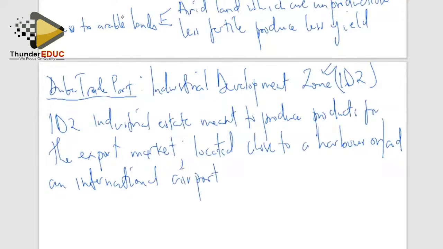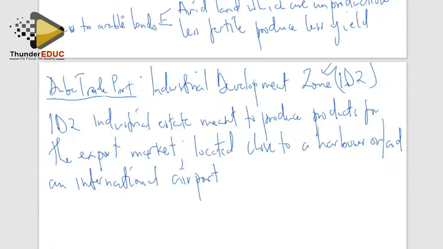So we are saying this is an industrial estate, meaning to say we have a number of industries which are located at some given space. And those industries, their target is not to produce products for the domestic market. They target to produce products for the export market or for the international market. And for the same reason, for us to access the international market, we need to use the harbor or we need to use the international airport. So those are the features of an IDZ.